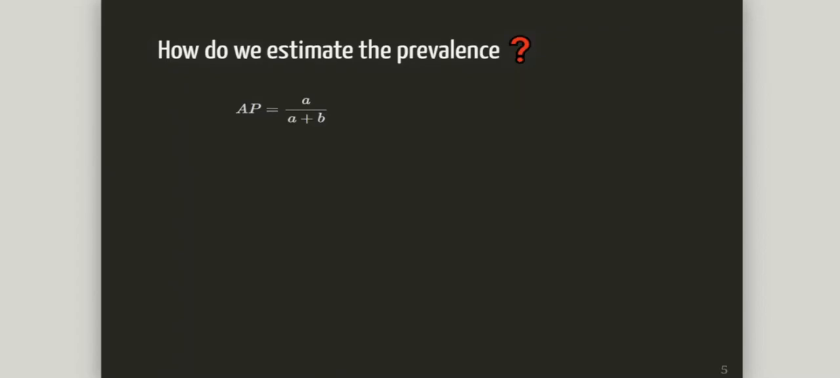So how do we estimate the prevalence? The apparent prevalence is determined in the following way. We have these parameters that we have to estimate. What is A? Well, A is the diseased individuals in the population, and the total population is A plus B.